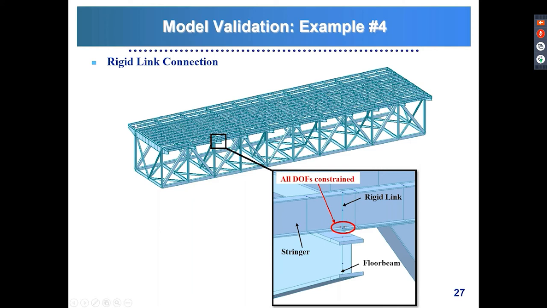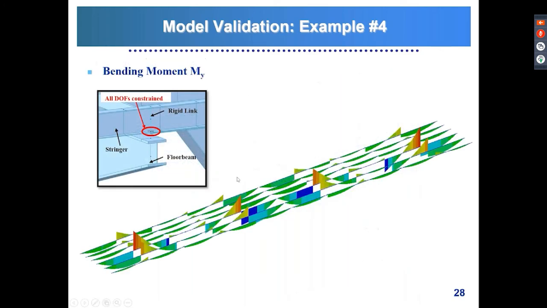So these stringers are continuous over the floor beam. So we were expecting typical positive moments between floor beams, and then seeing that big negative moment at the floor beam locations. But when we looked at the bending diagram, we did see that negative moment at the floor beam locations, but immediately at the other side of that floor beam, we were seeing a positive moment. So there was a step in the moment diagram that was just not making sense. So that immediately raised a red flag that there was something going on with the model.